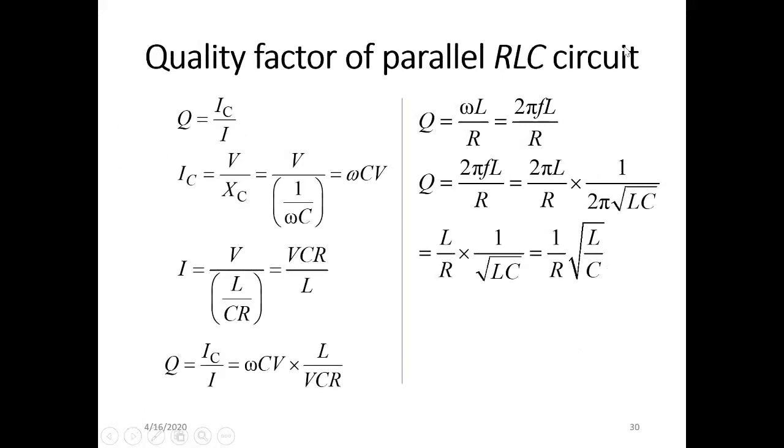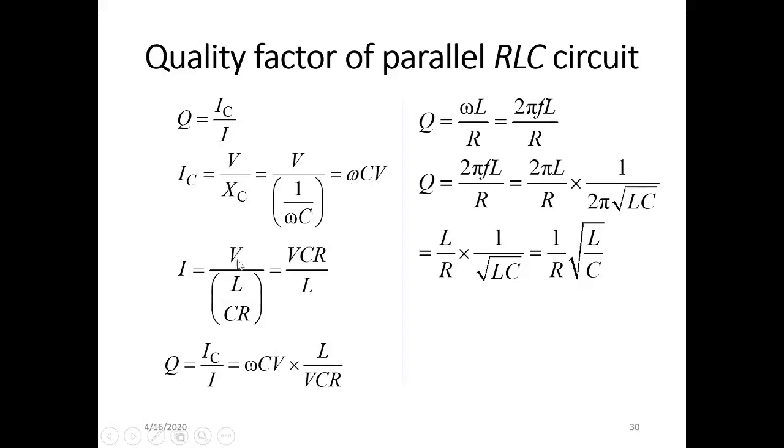So the quality factor of the parallel RLC circuit is defined as IC by I. IC is the current which is flowing through the capacitor divided by the total current. If I want, I can take it with IL by I also. Both are correct, but here I have taken IC by I. Now IC is equal to V by XC. Now XC is 1 by omega C, so it will become omega C into V.